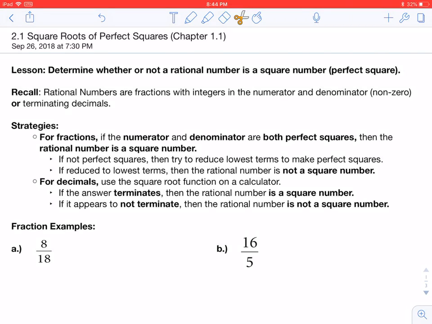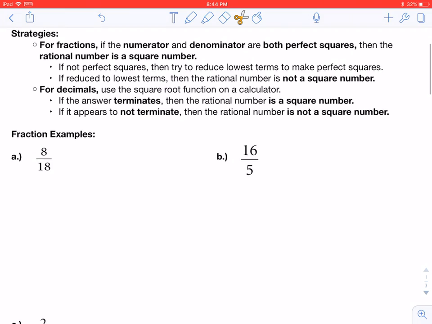Okay, so we're gonna dive into this lesson. The goal is to determine whether or not a rational number is a square number, or in other words, a perfect square. So let's remember a rational number are fractions with integers in the numerator and denominator, and the denominator has to be non-zero. Or if it's in decimal form, the decimals need to be terminating.